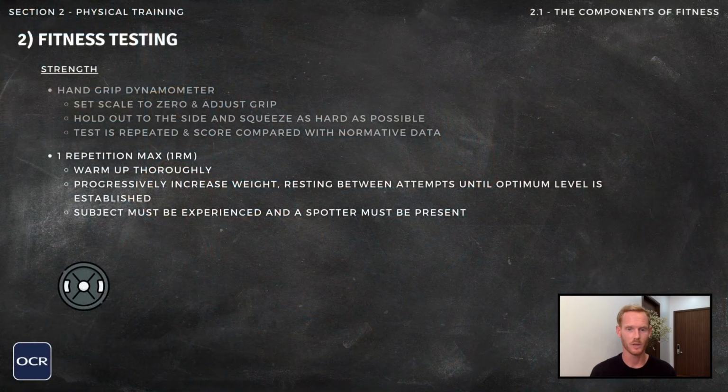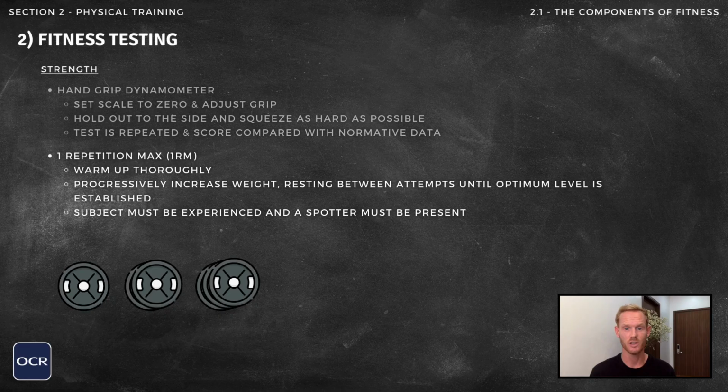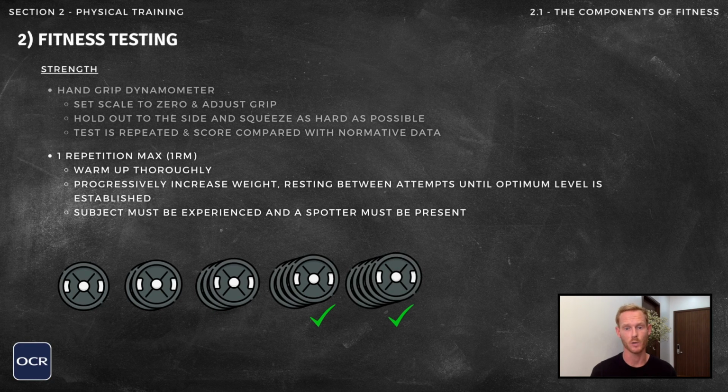The test begins with a light warm-up set and 2 to 3 progressively heavier sets to prepare the subject for their first attempt. If successful, the subject rests to ensure their next attempt isn't impeded and repeats the process until their optimum level is established.